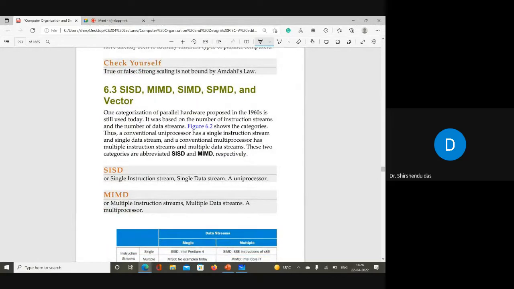So there is a classification that exists from 1960 for different parallel hardwares. The first one is called SISD, single instruction set and single data set. It is kind of your single core processor. Single instruction set means you can assume it's a program, and data set means data.